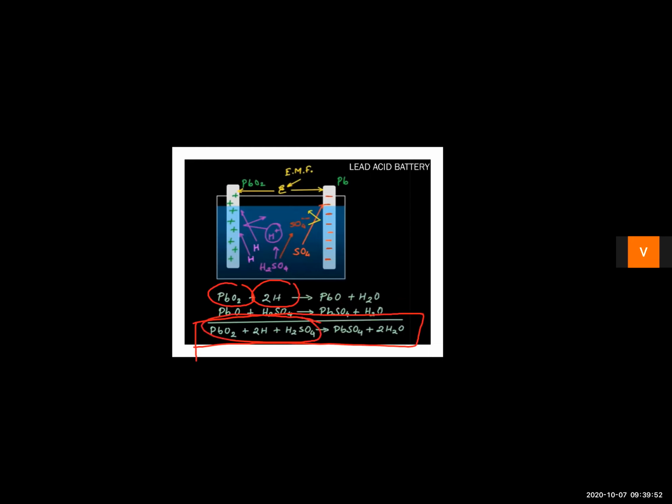And what does it form? It forms PbSO4 and two molecules of hydrogen. Understood? So, similarly, ठीक है बेटा, H plus ions, they move towards this plate, right?